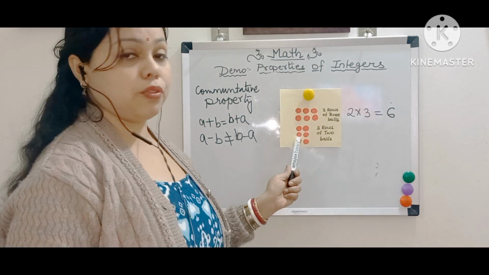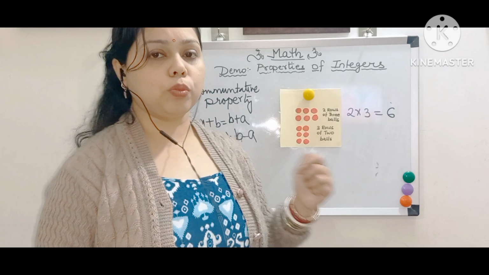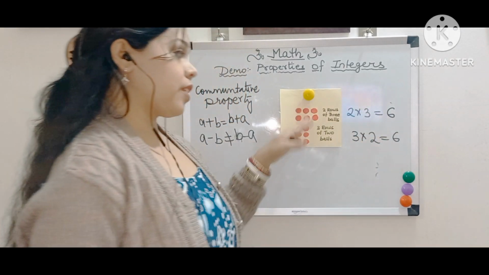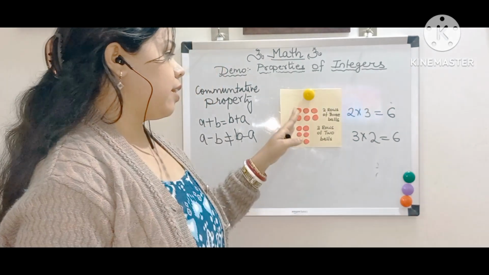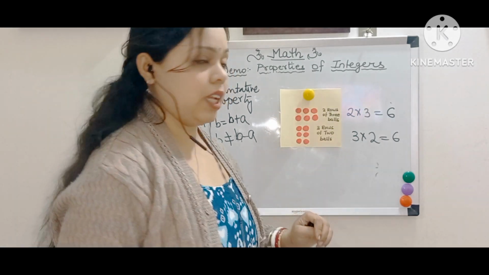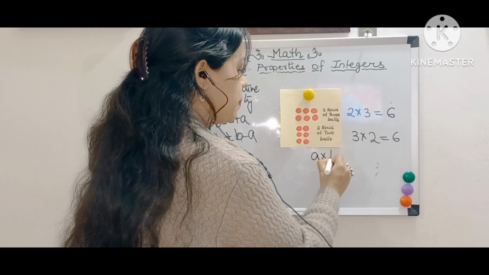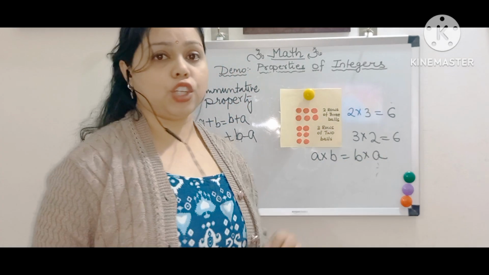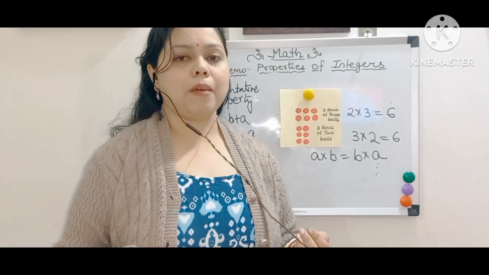And in this figure you can see there are 3 rows, and each row has 2 balls. That means 3 into 2 is equal to 6. You have changed the number of rows, but the number of balls in both figures is the same. That means whether you multiply A with B or B with A, in both conditions you will get the same result.